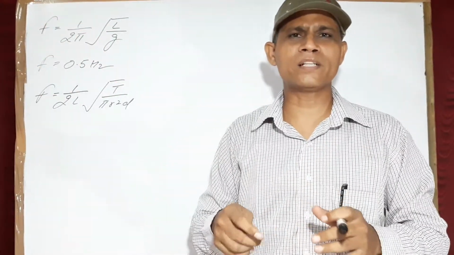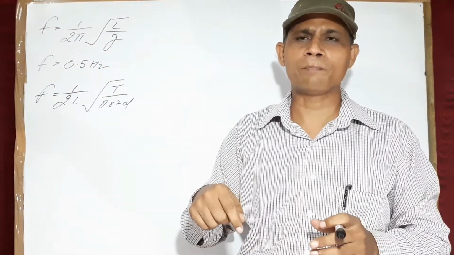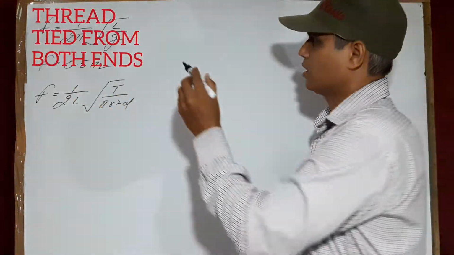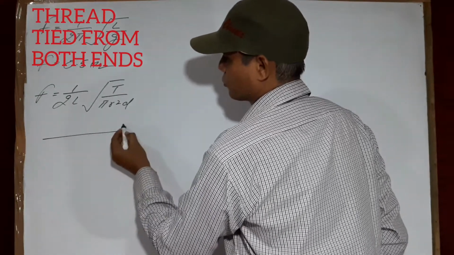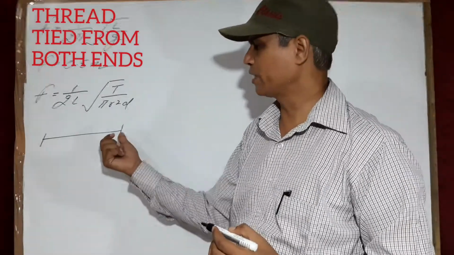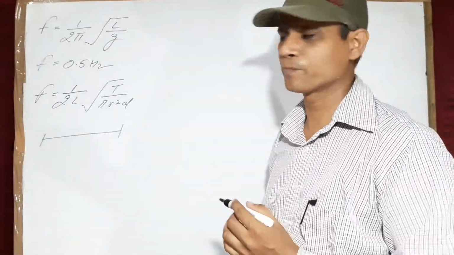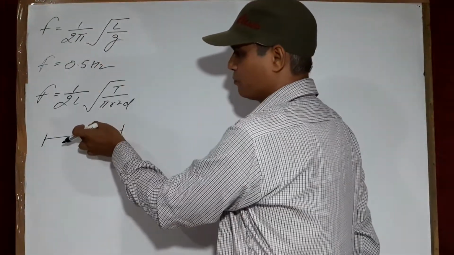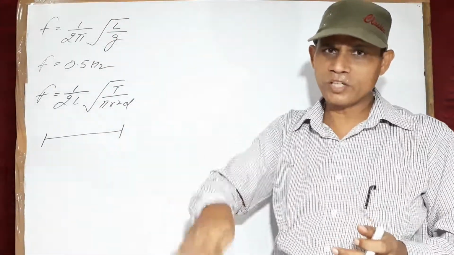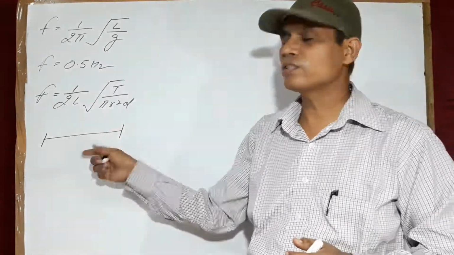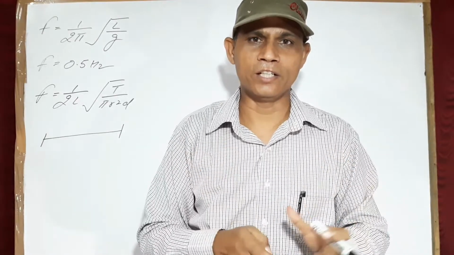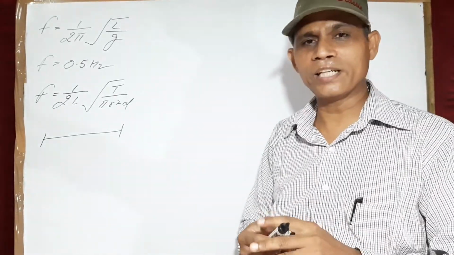Now one more example is when you pluck a thread which is tied at its ends. Suppose you have a string which is attached at two points, with both ends attached to rigid supports, and you pluck it in the upward direction. What happens? The string vibrates up and down. So this is also an example of free oscillation. Now one more thing, keep it in mind.